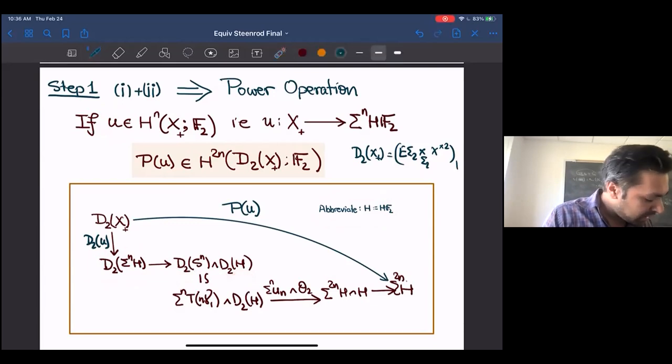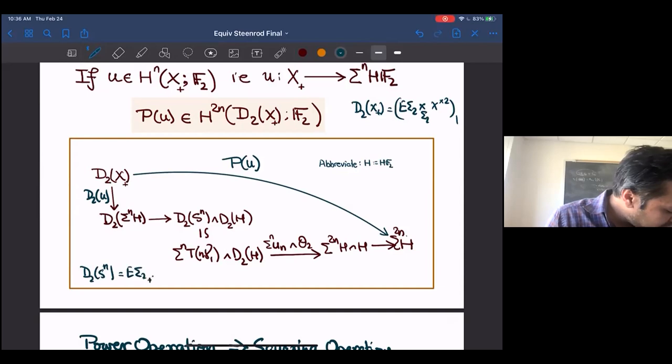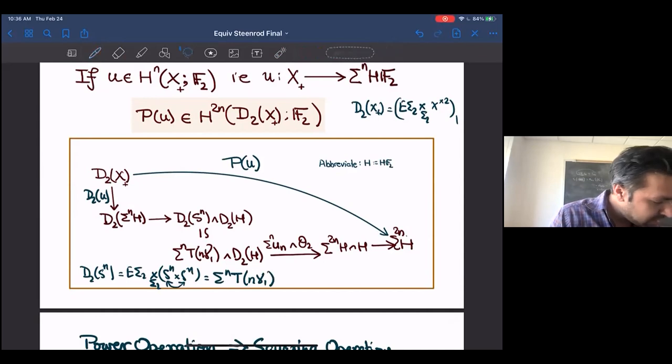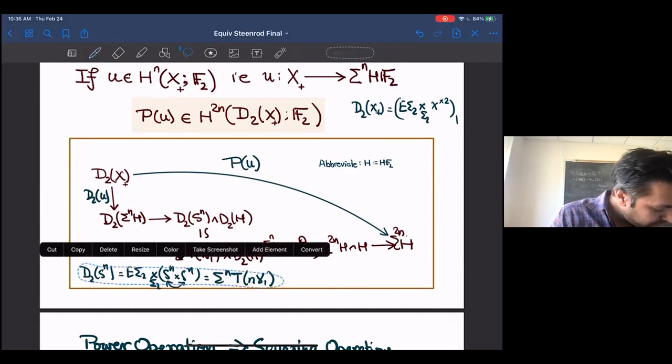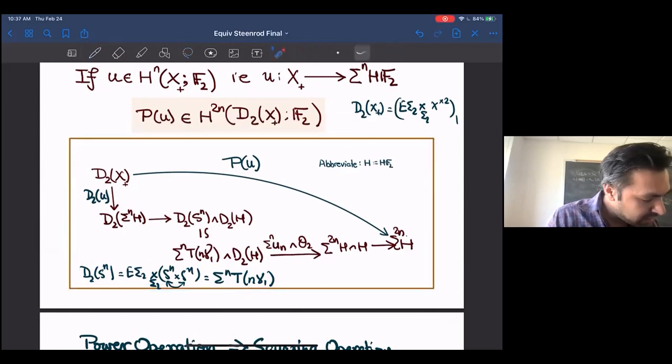Now, a key fact is that D2 of Sn, which is E sigma 2 plus smash over sigma 2 of Sn cross Sn, where sigma 2 acts by flipping these two factors, is nothing but the suspension n of the Thom space of the n-fold direct sum of gamma 1. So this is a key fact that I use here.